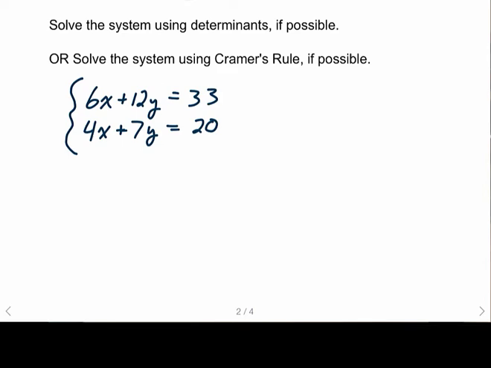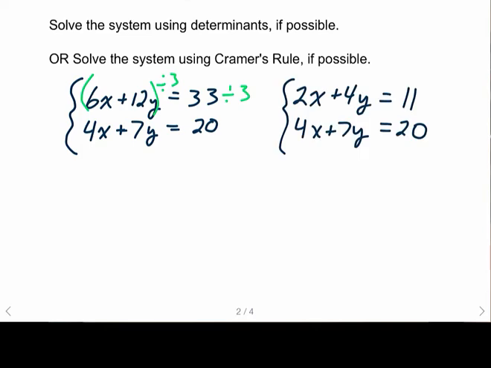That first equation, 6x plus 12y equals 33, is divisible by 3 all over the place. I'm going to divide both sides of that equation by 3. My system is now 2x plus 4y equals 11, 4x plus 7y equals 20. So you get to do that. You could divide both sides of an equation by a number, right?